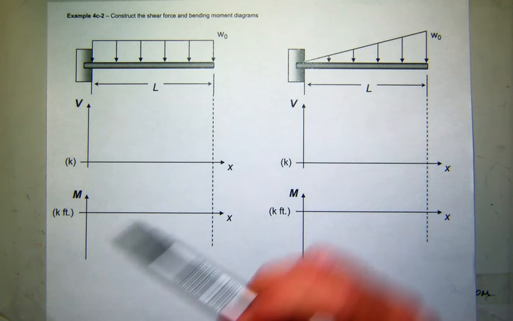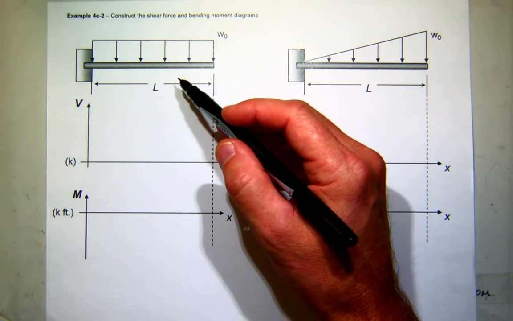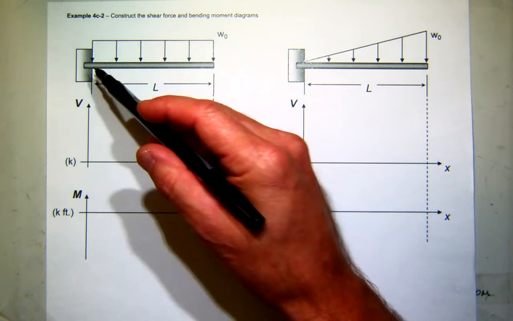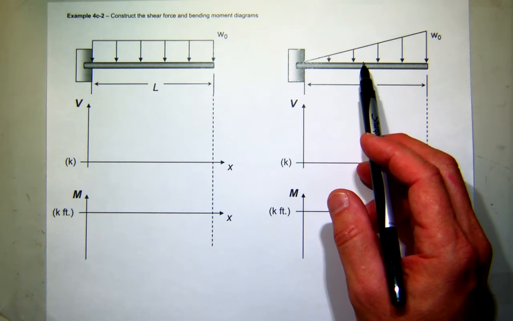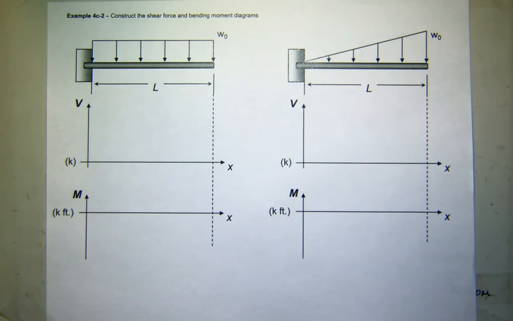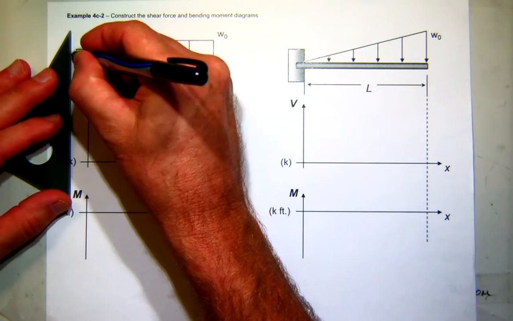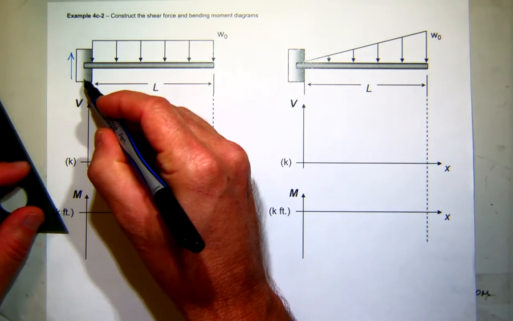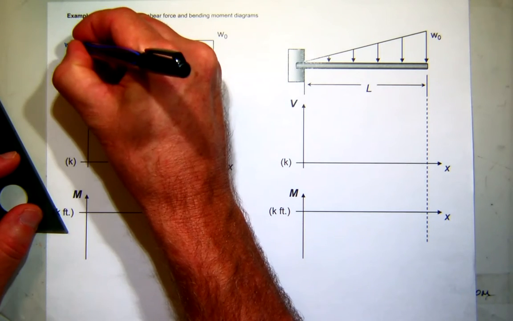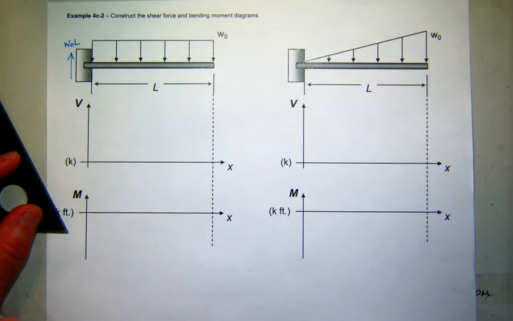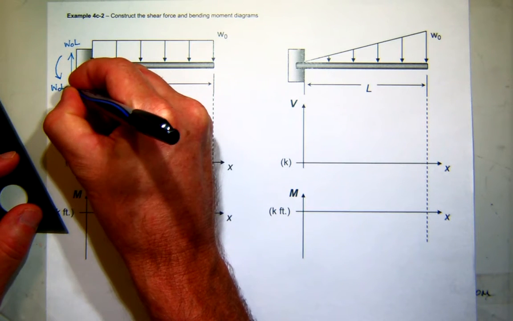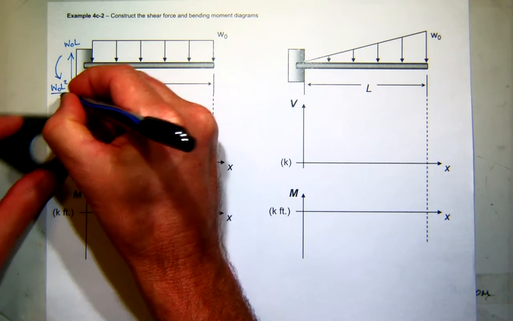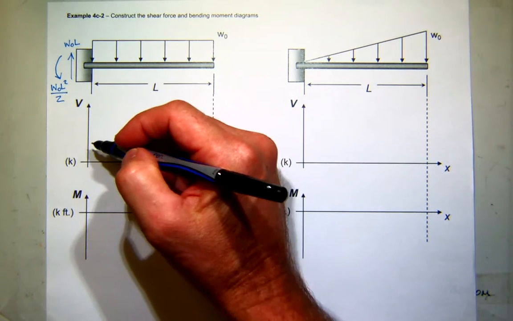Okay, so here's some problems. We're working our way up the complexity ladder. So these again are cantilever beams. We now have a uniform load and a triangular distributed load. I am going to shortcut them again a little bit and just quickly compute that the shear force at the cantilever is going to be equal to W naught L, and that the moment will be equal to W naught L squared over 2. If I gave you a minute, you could easily figure those out.